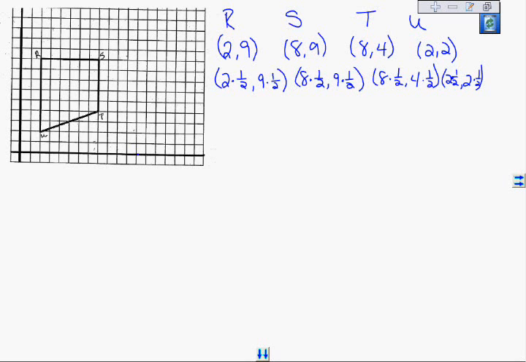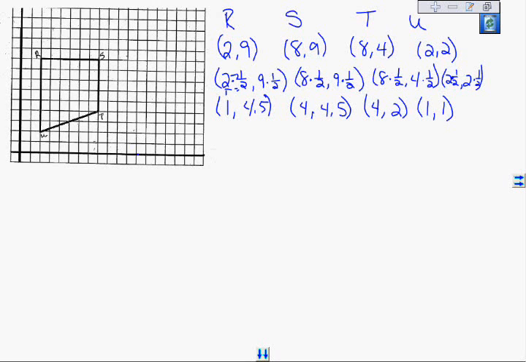Alright, so 1/2 of 2 is 1, 1/2 of 9 is 4.5, 1/2 of 8 is 4, 1/2 of 9 is 4.5. If you can't do your halves quickly, then you need to actually multiply by 0.5 or 1/2, top times top, bottom times bottom. What I mean is, put your whole numbers over 1 and go straight across. 1/2 of 8 is 4, 1/2 of 4 is 2, 1/2 of 2 is 1, 1/2 of 2 is 1.